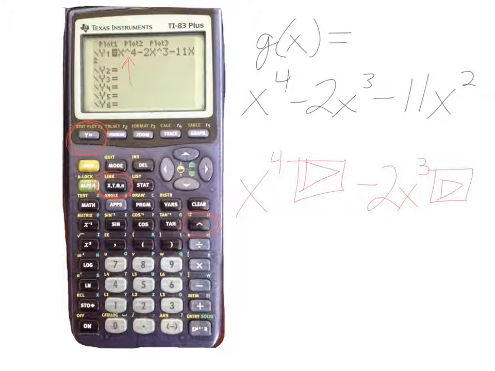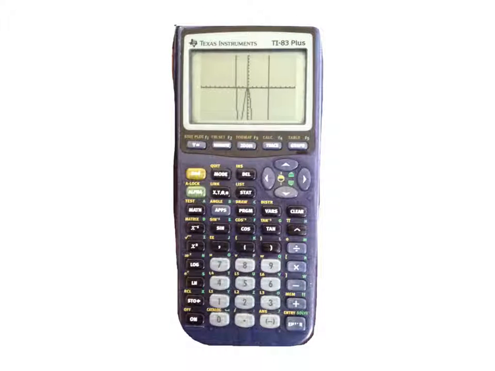So once you have all of those in, you want to graph it. I usually push zoom and then just choose 6, which is the standard window. Or if you don't see that, you can just push the graph button. And on the standard window, it looks like this. And you can see at the bottom, it looks like some things have been chopped off. So since we can't see all of the graph on the screen, we need to change the window.